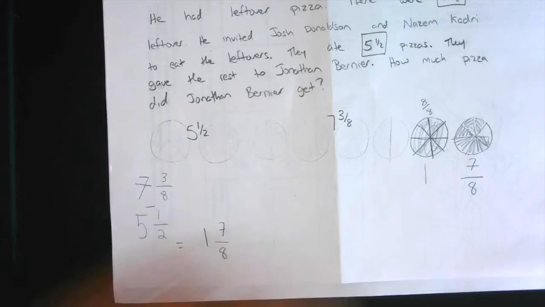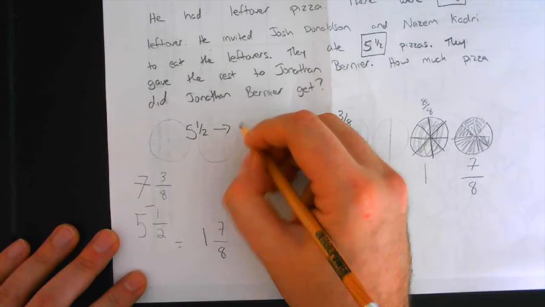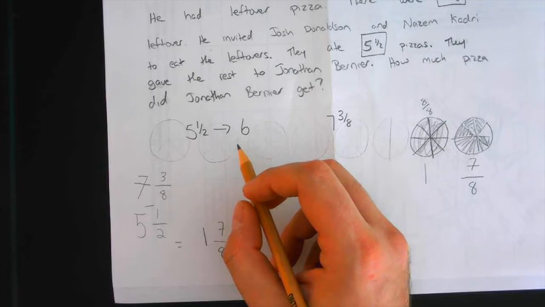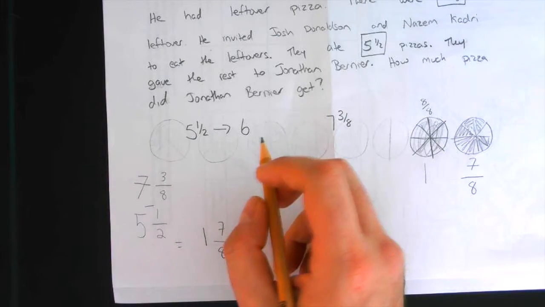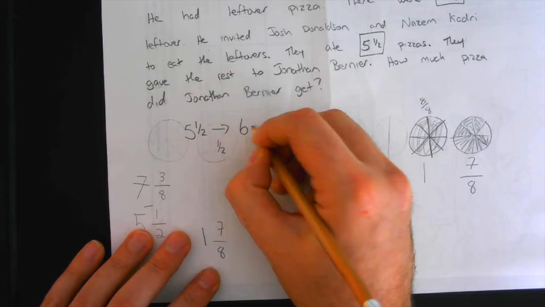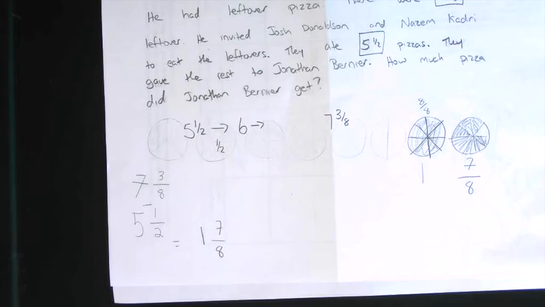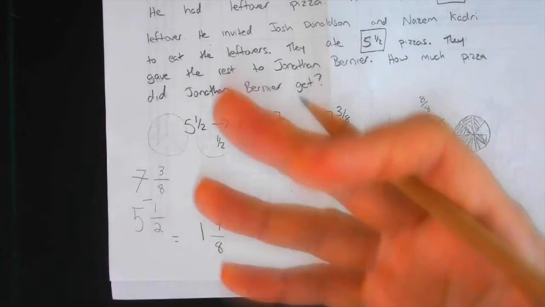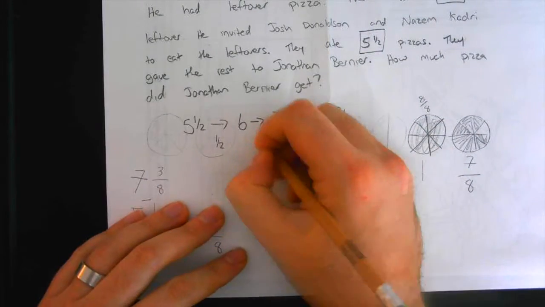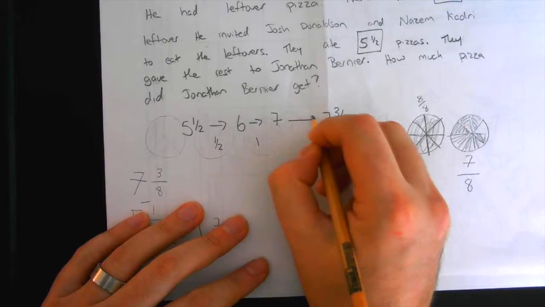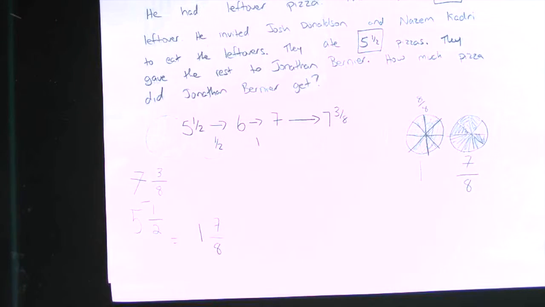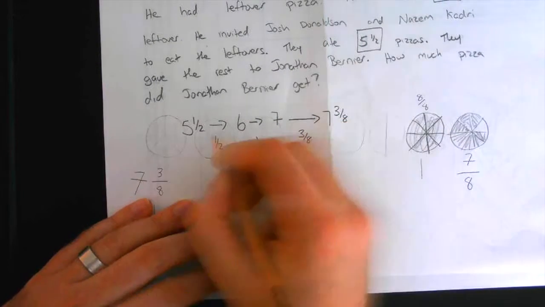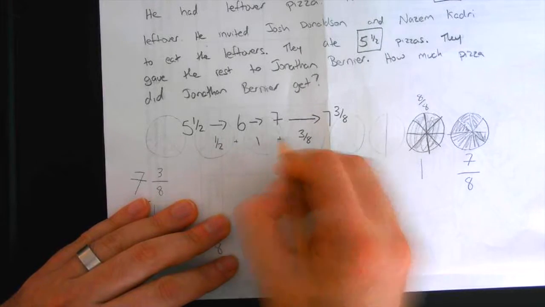From 5.5, the next number I need is 6. To get from 5.5 to 6, how much do I need to add? 1/2. The next number from 6 that I need, that's easy, is what number? Aaliyah? 7 is correct. To get from 6 to 7, what do I need to add? 1. Okay. And now I need to get from 7 to 7 3/8 because there is no whole number. What do I need to add, Mahid? 3/8. You're adding 3/8.